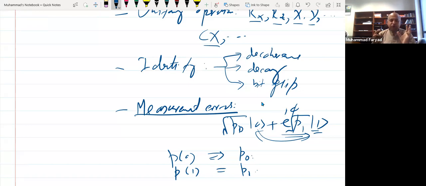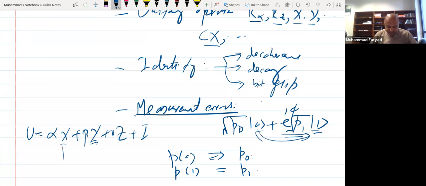So all of those can be expressed in terms of bit flip and phase flip error, because we know that any unitary can be written as a combination of X, Y, Z, and identity. And this Y can be expressed in terms of X and Z. These types of errors, which can be represented by these X, Y, Z terms, are sometimes called Pauli errors.